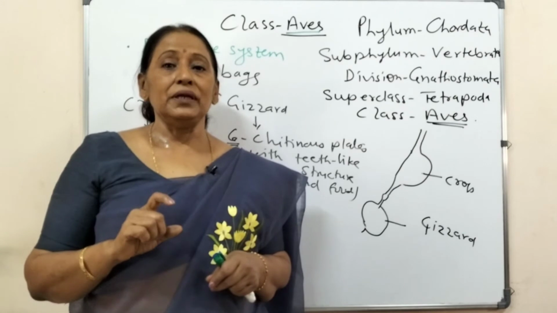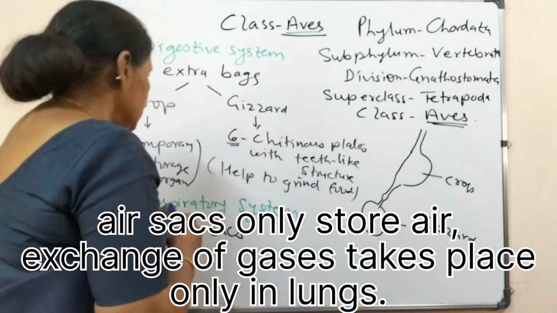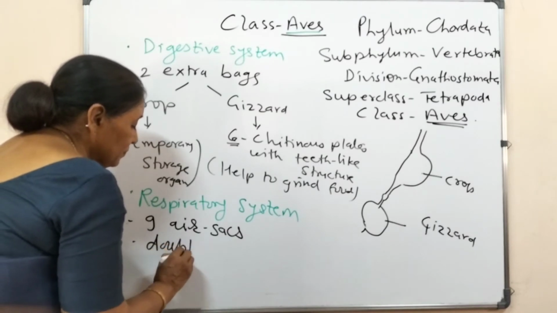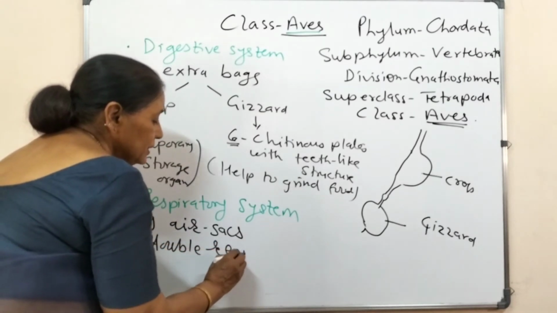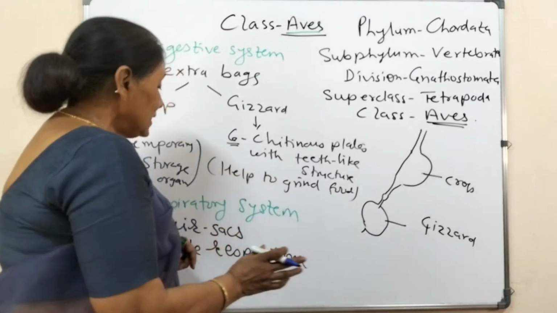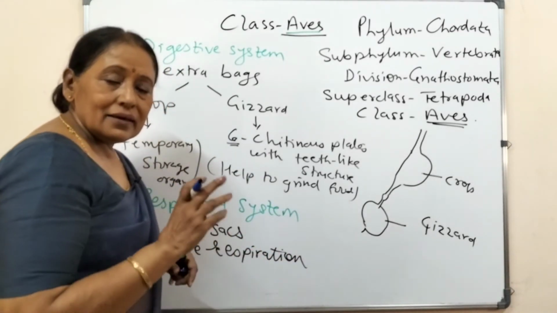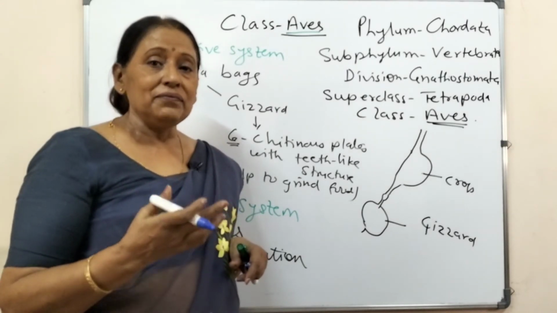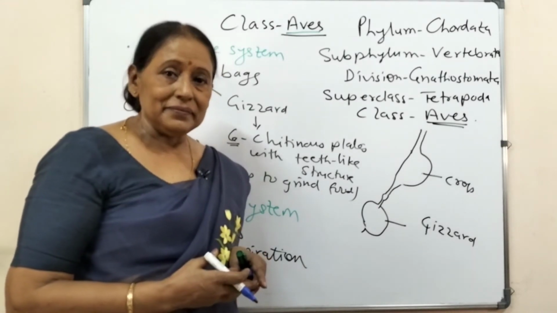This type of respiration is called double respiration. Thus, these air sacs are a very important tool for their flight mode of life.